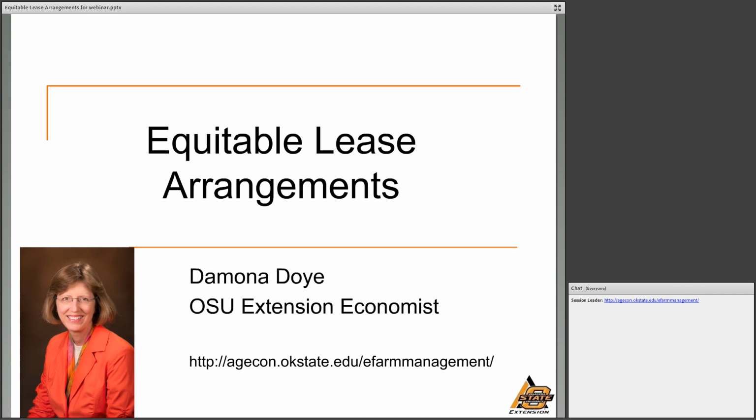Another alternative is to use what's labeled the capitalization rate, which is calculated by dividing the annual cash rent by the per acre land value. So if cash rents for comparable land are $40 an acre and the land's valued at $1,700 per acre, the capitalization rate would be 2.3%.